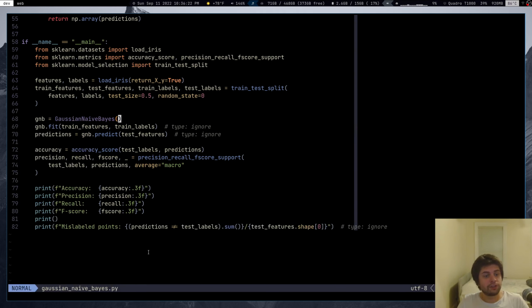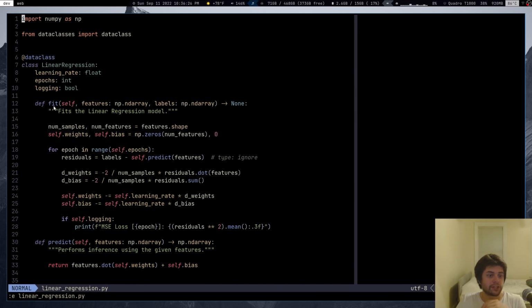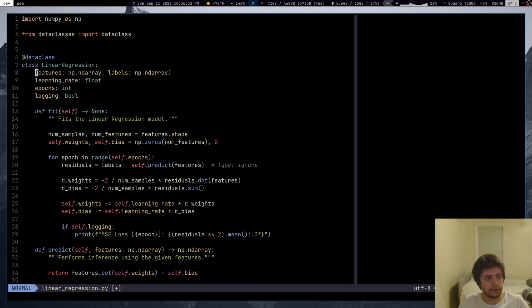Now, this issue with the API design, I think it's even worse with the linear regression, where this is not actually the code that I had there. I think this is the code that I had.